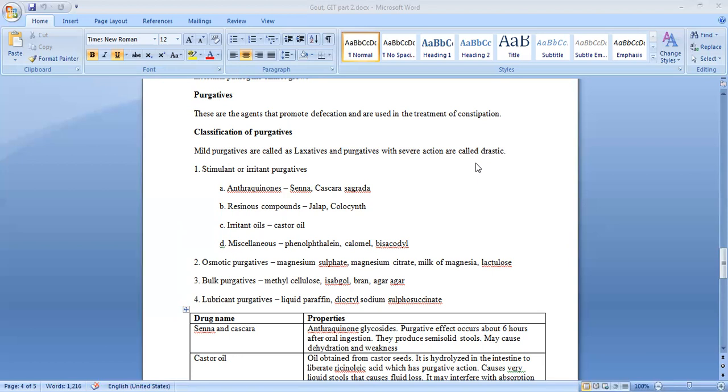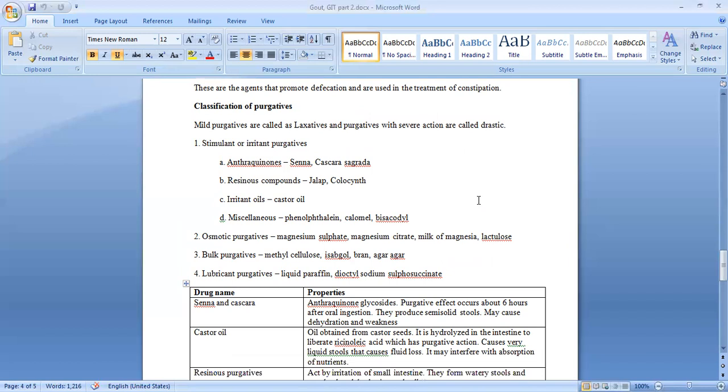Okay. So we have four categories of purgatives. First category are the stimulant or irritant purgatives. So as the name indicates, these will stimulate the GI movement or they will lead to irritation of the gastrointestinal tract, because of which there will be peristalsis and then the waste will be thrown out of the body.